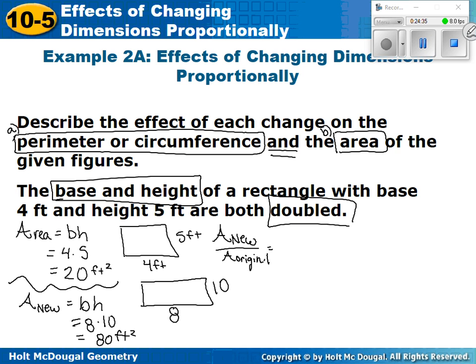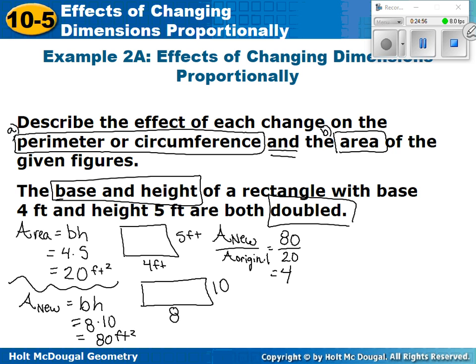Always put the new one on top. So that's going to be 80 divided by 20. What's 80 divided by 20? 4, which means the area is multiplied by 4. Is that making sense one way or the other?